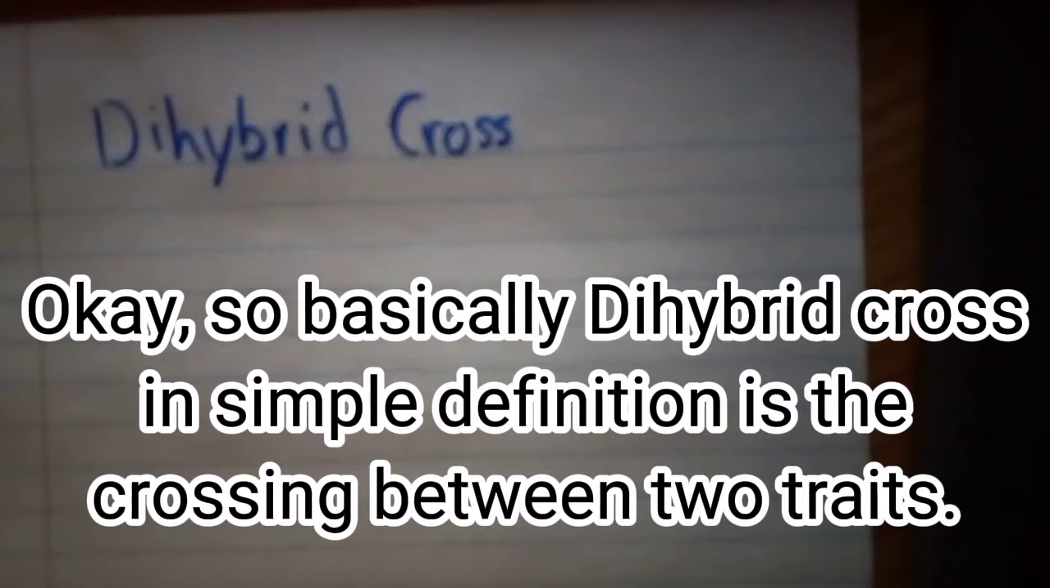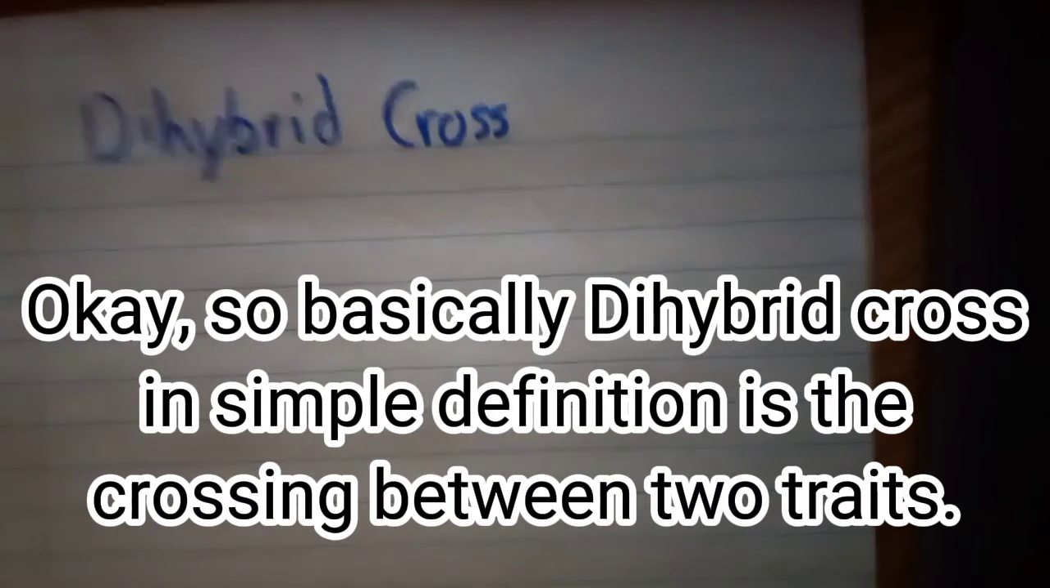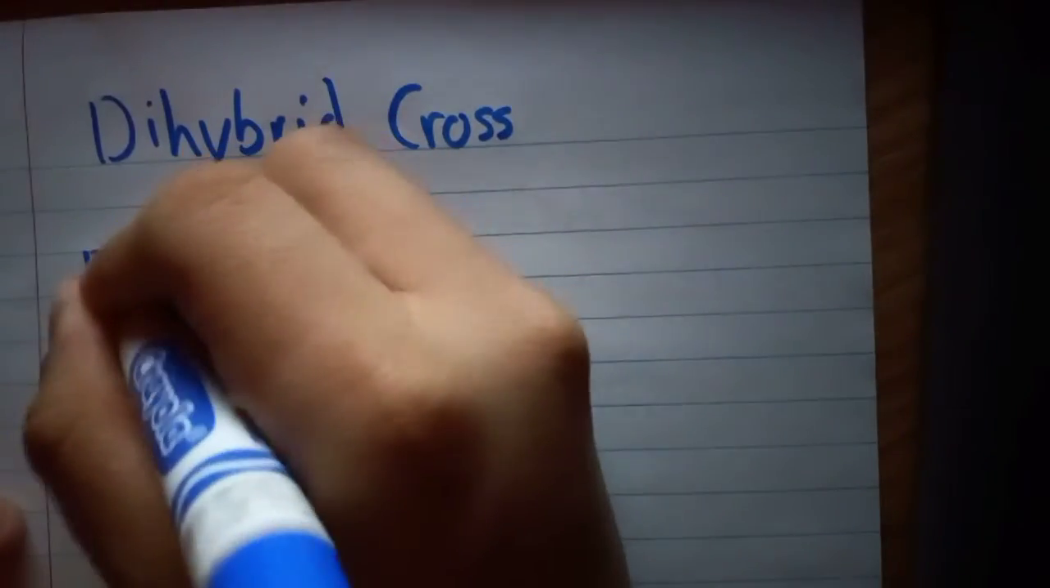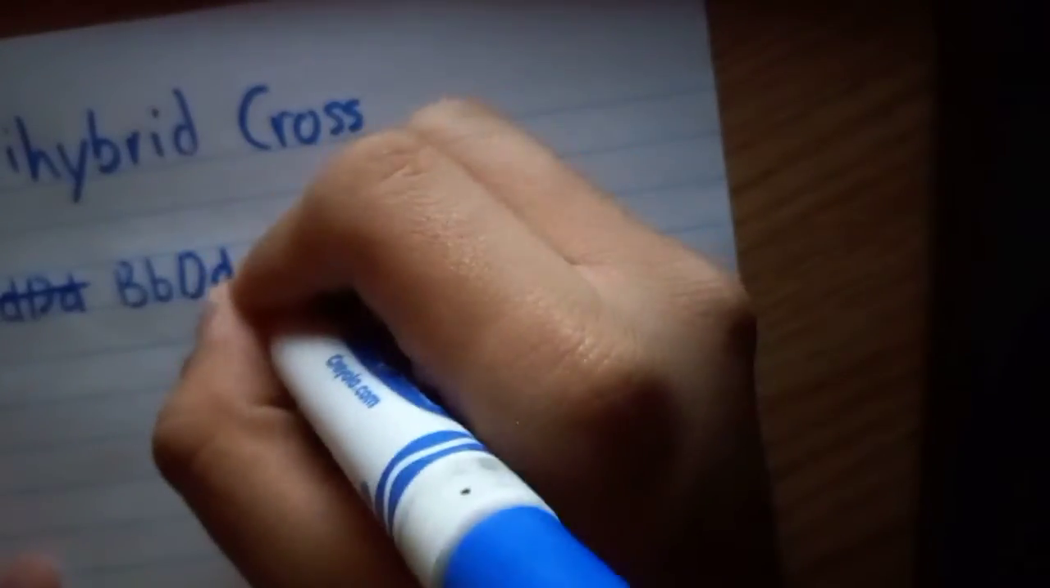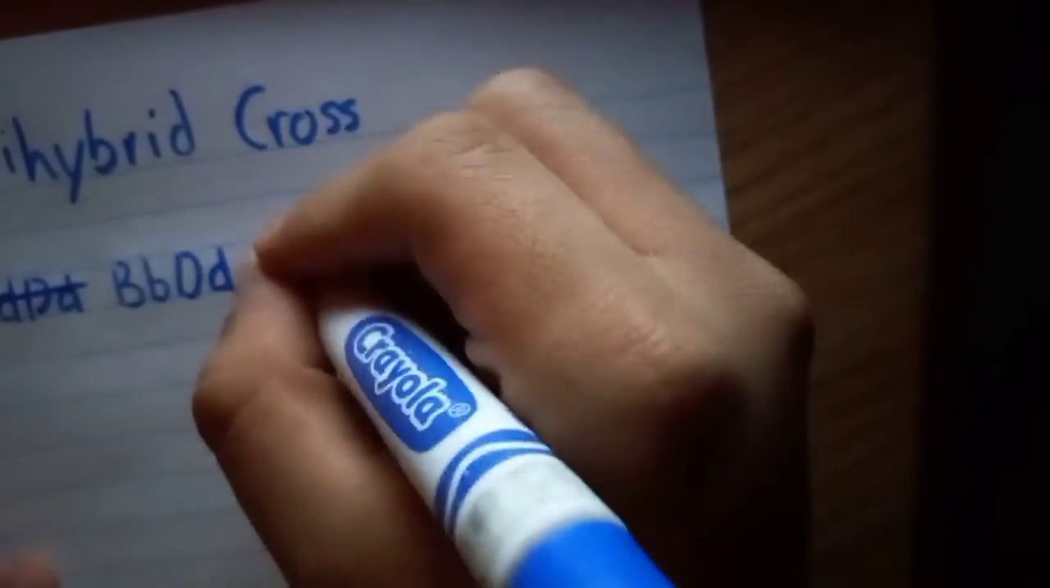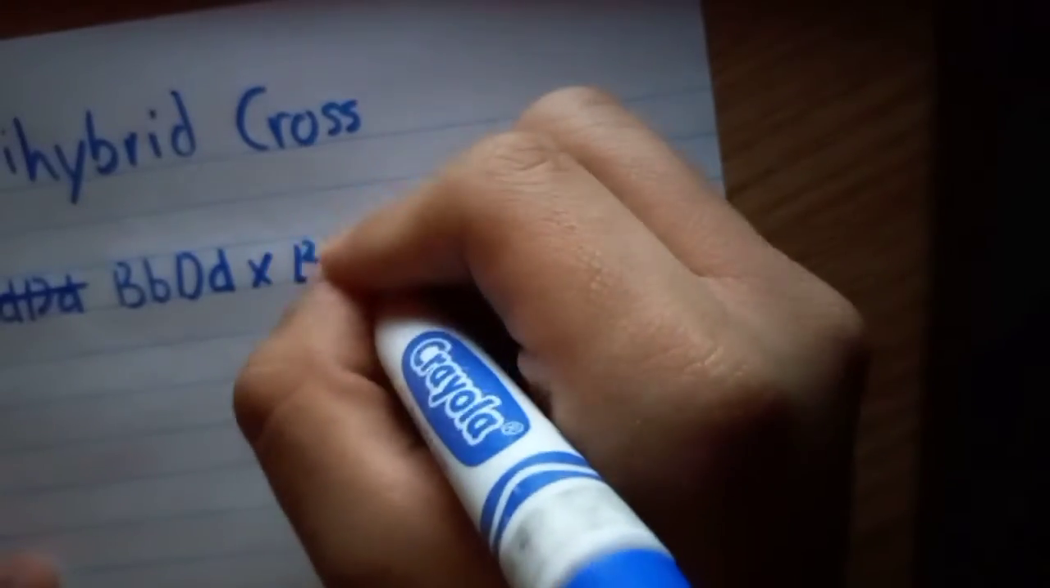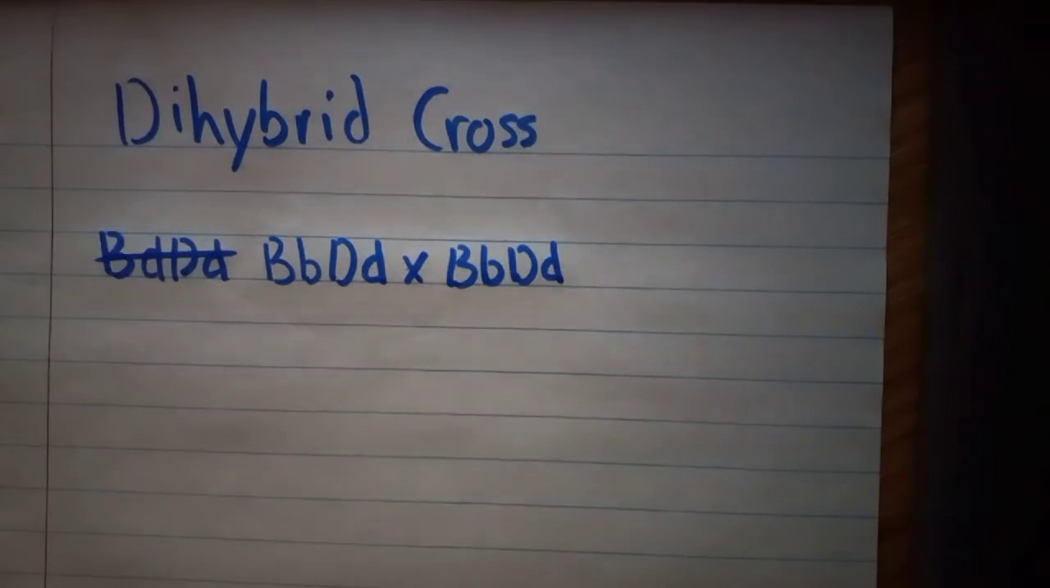Okay, so basically, dihybrid cross in simple definition is just a crossing between two traits. The example I'll be using to show dihybrid crossing is if both of your parents have black hair and dimples, but they also have recessive alleles of blue eyes and no dimples. That's one of your parents. But then also the other parent, let's say this was your mom and this is your dad, he would also have the same. We're just going to do this only to show dihybrid cross very simply. I'm not trying to go all complex on this thing.